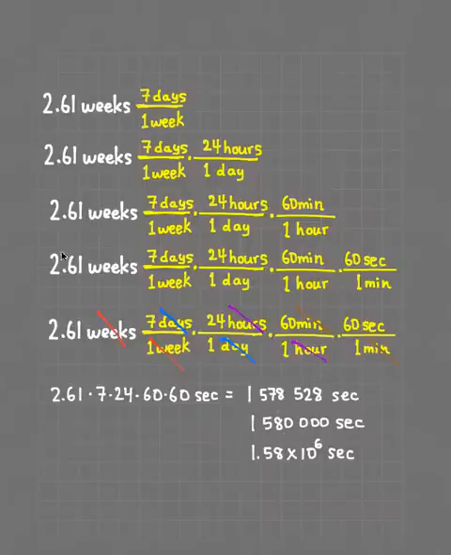Let's see, this 2.61 had 3 sig figs, so I need to round this off to 3 sig figs. I could write it like this, but it's probably more common to see it in scientific notation. 3 sig figs. Those zeros wouldn't count as significant if I just wrote it like that. But like I said, it's more common to write it in scientific notation.